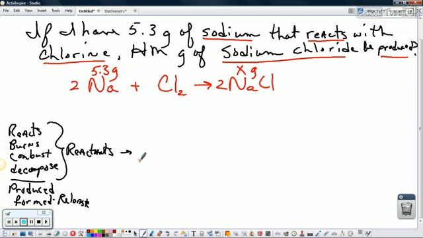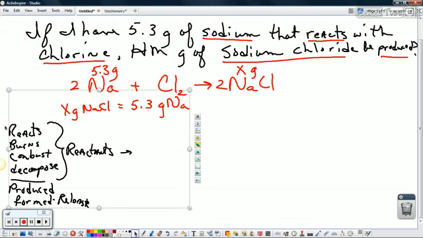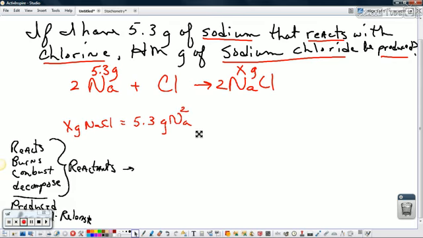Now I'm on step 3. Step 3 says write what you're looking for. What am I looking for? X grams sodium chloride is equal to what I know. Well, I know 5.3 grams of Na. Now I'm going to try to just move parts of this. Good, that worked out well.